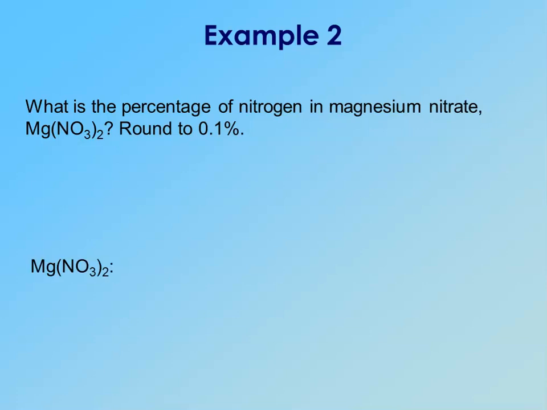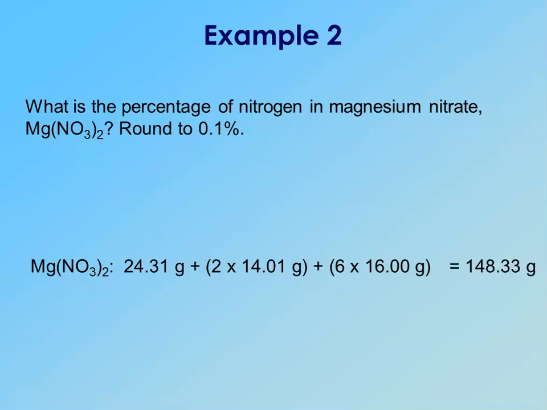I'm going back to my periodic table and finding the mass of Mg, N, and O. Mg I have 1 of, 24.31 grams. That 2 gets distributed through, so I have 2 nitrogens at 14.01 and 6 oxygens, 3 times 2, in the NO3 twice component. When I multiply through the amount of each element I have and then add their masses together, I get that the overall mass, the molar mass of magnesium nitrate is 148.33 grams.